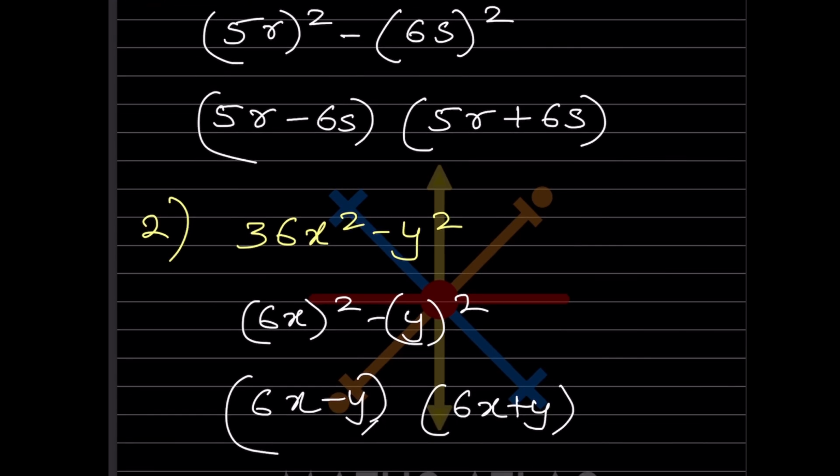Again here the same, 36 is a perfect square, so that is going to be 6x and the whole bracket square, and this is y square. Same, a minus b and a plus b.